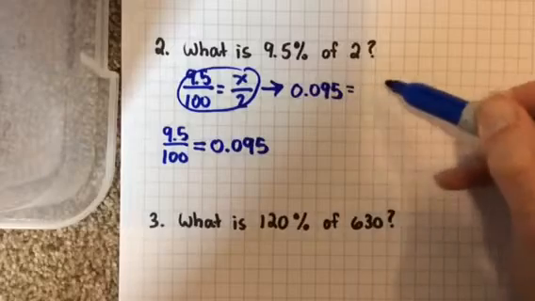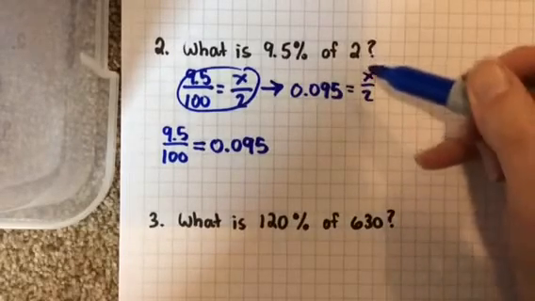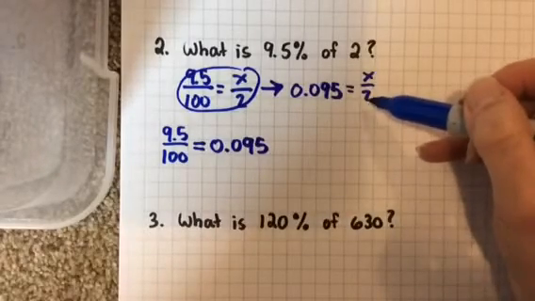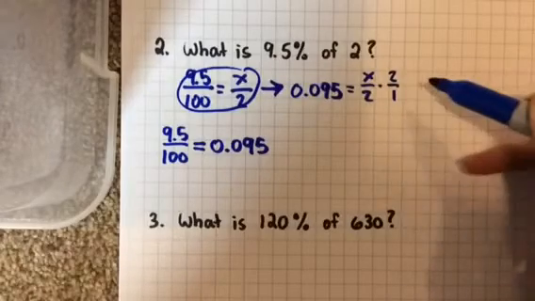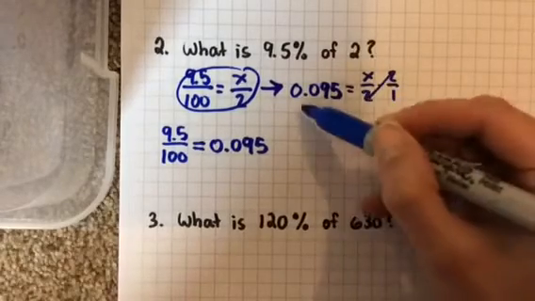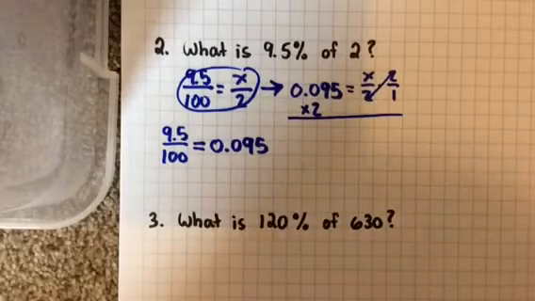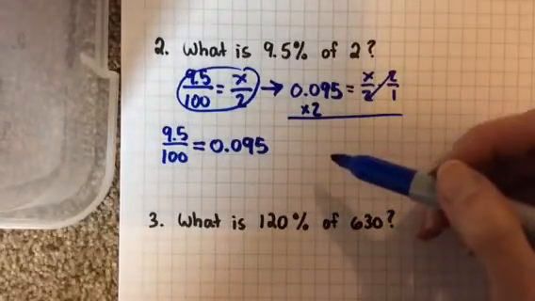So if I were to rewrite this, this entire problem becomes 0.095 equals x over 2. Well, the opposite of x over 2 is multiplying by 2 over 1, because this is a form of division. So I'm going to multiply this side by 2 over 1. I'm going to multiply this side by 2. And as a result, I end up with 0.19.